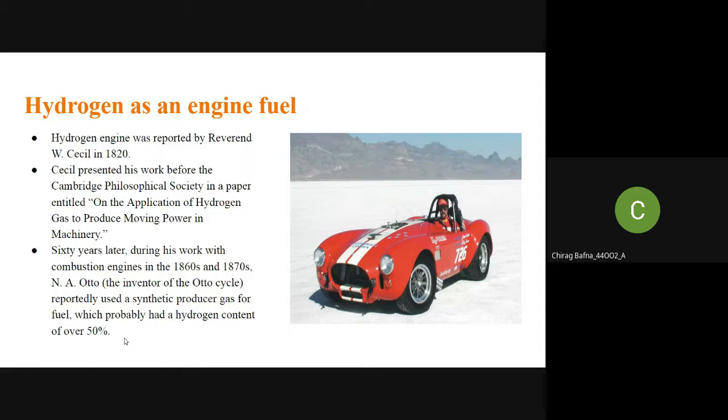The earliest attempt at developing a hydrogen engine was reported by Cecil in 1820. He presented at the Cambridge Philosophical Society a paper entitled On the Application of Hydrogen Gas to Produce Moving Power in Machinery. The engine itself operated on the vacuum principle, in which the pressure drives a piston back against a vacuum to produce the power, allowing it to expand and then cool. Although the engine ran satisfactorily, vacuum engines never became practical.